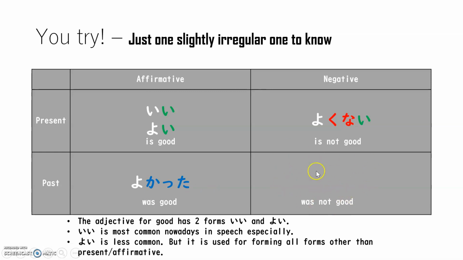And finally, the past negative, was not good. Start here, make it negative, and then make the i past. Yokunakatta. So that takes us through pretty much all that we need to know for i-adjectives at this moment.